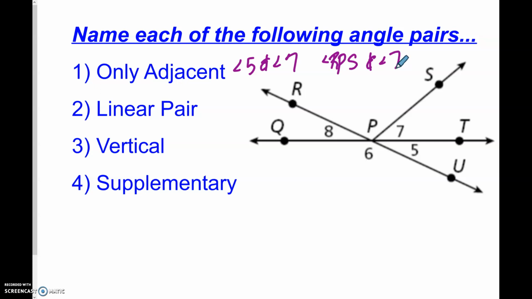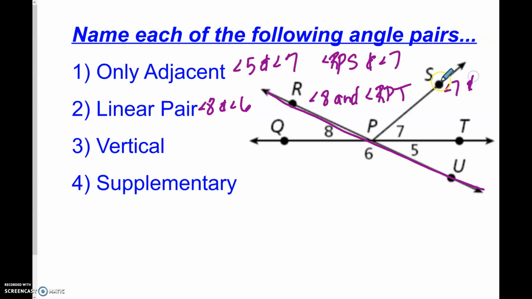All right, linear pair. So I just gave you an example of a linear pair. A linear pair would be, the easy pair would be angle 8 and angle 6. They form this straight line, and it's two of them that add together to make that straight line. Now, you could also say angle 8 and angle RPT. Or you could say angle 7 and angle SPQ. Okay, those are all different linear pairs.